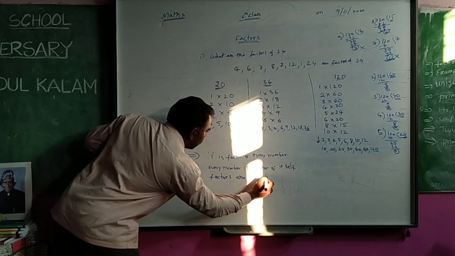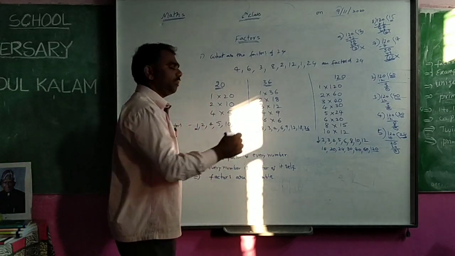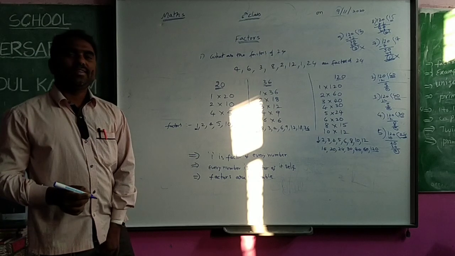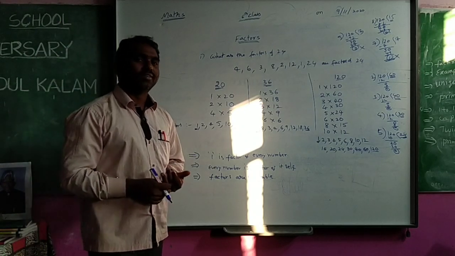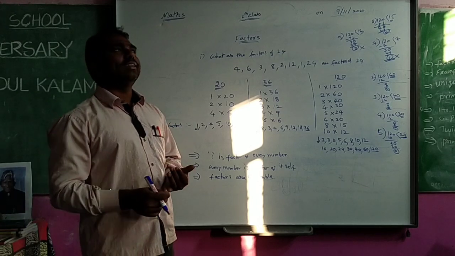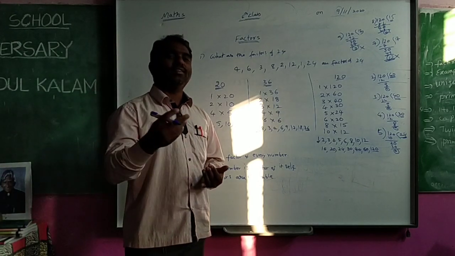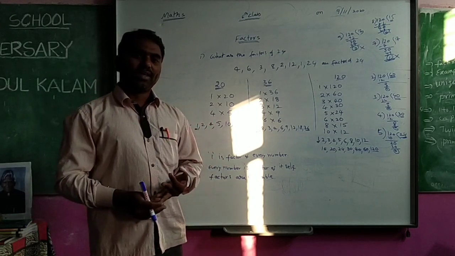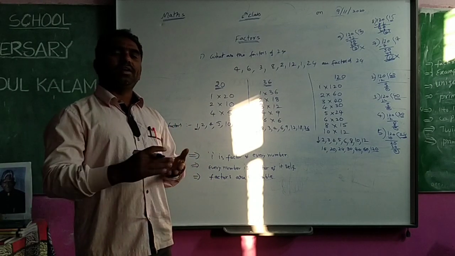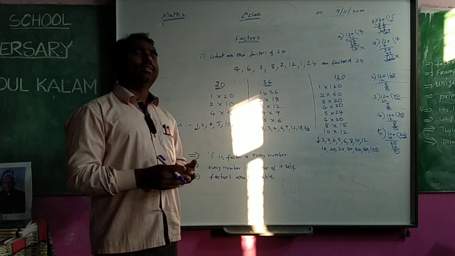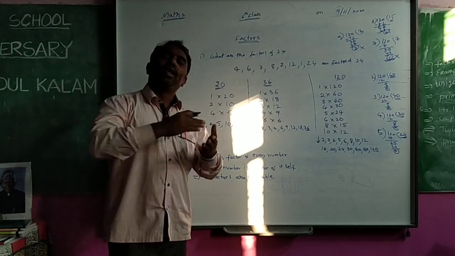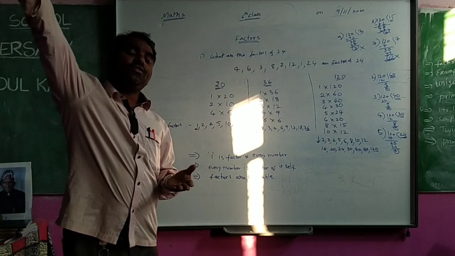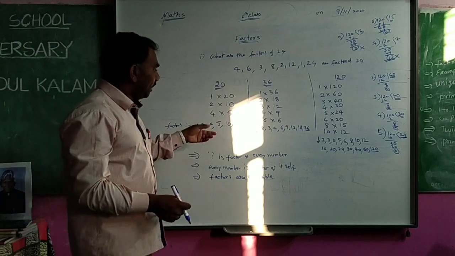Factors are countable. Suppose I give you one example. In the 3 table, how many numbers will come? Can you count? Maybe you will think, sir, 3 tens are 30, 10 only. No, 3 elevens will be there, 3 twelves will be there. If I ask what numbers come in the 3 table, you will say 3, 6, 9, 12, like that, 30, 33, 36. It will be uncountable, infinite. But here factors are countable.